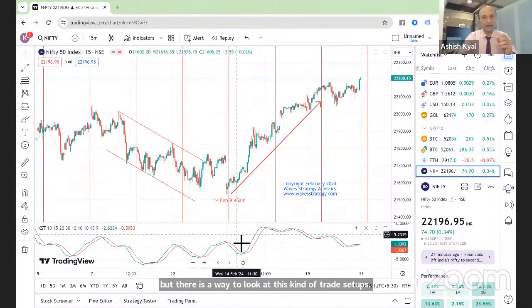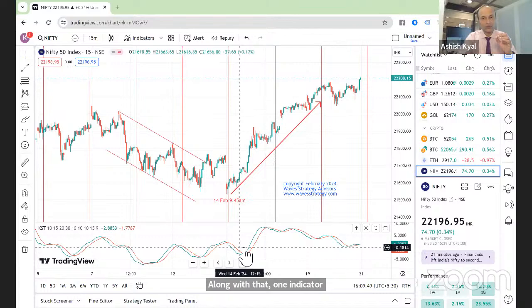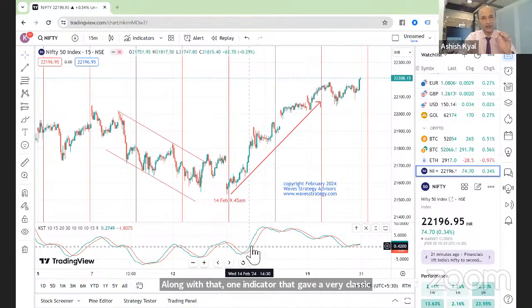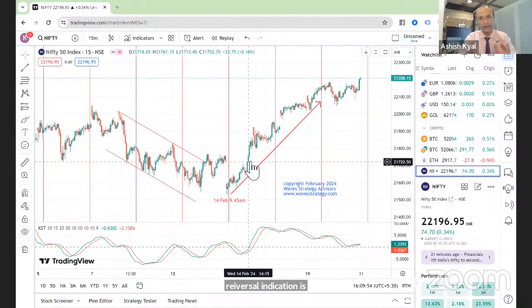Along with that, one indicator that gave a very classic reversal indication is KST. If you look at KST indicator around this level, it was one of the best indication that you got exactly with time.